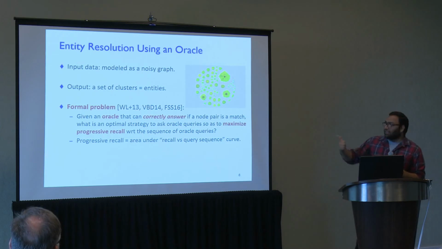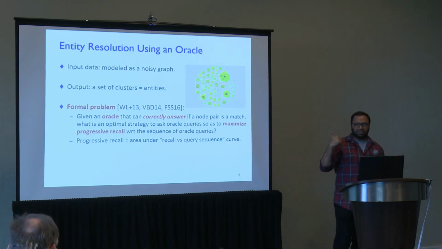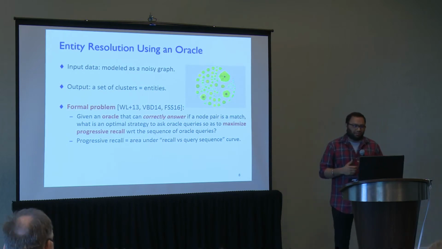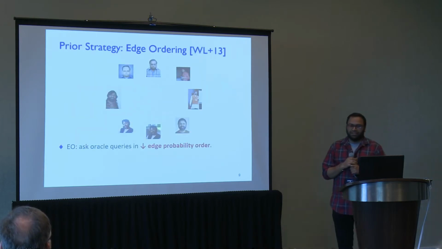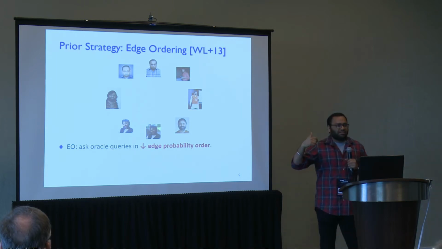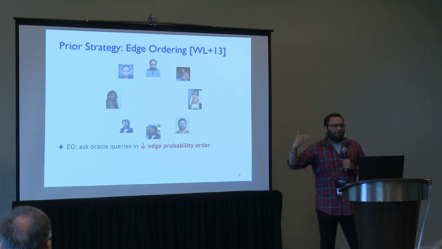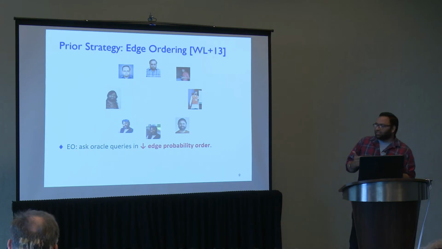So this assumption is not a very realistic assumption which has been made in the literature, and we get rid of this assumption and we consider a noisy oracle which can make errors as we ask questions to the oracle. So let's look at one of the prior works which was proposed in 2013, which is the edge ordering strategy. This algorithm says that we'll order the edges to be queried in decreasing order of the edge probabilities, and we'll join the nodes as the clusters grow.